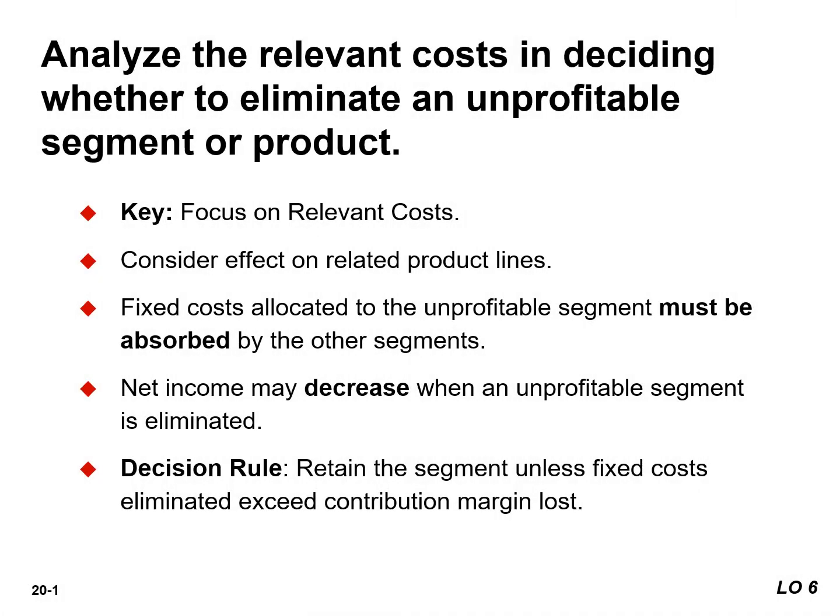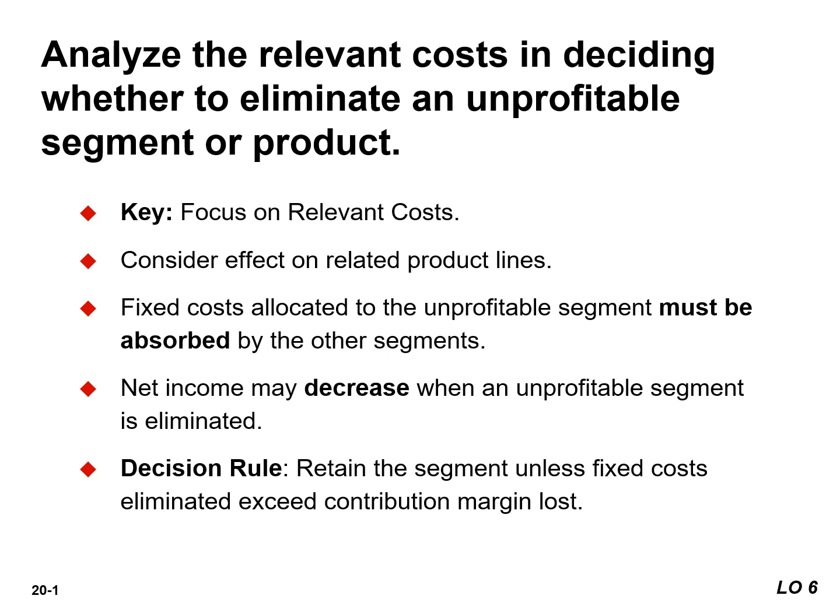Management sometimes must decide whether to eliminate an unprofitable business segment or product. The key is to focus on the relevant cost, the data that change under the alternative courses of action. You must consider the effect on the related product lines, specifically the fixed cost allocated to the unprofitable segment must be absorbed by the other segments.